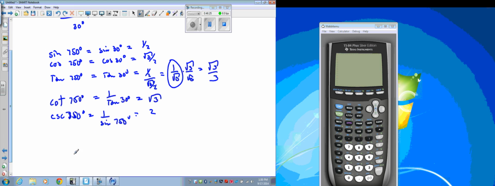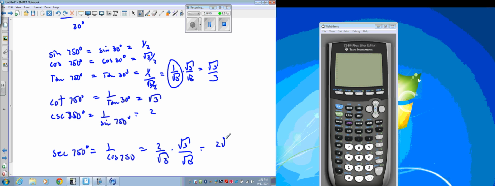And the last one is secant 750, which is 1 over cosine 750. And you look back up here, and that's the invert there, 2 over the square root of 3. Then you have to rationalize, right? Which is 2 square root of 3 over 3.